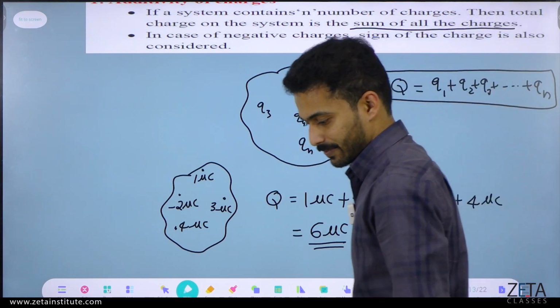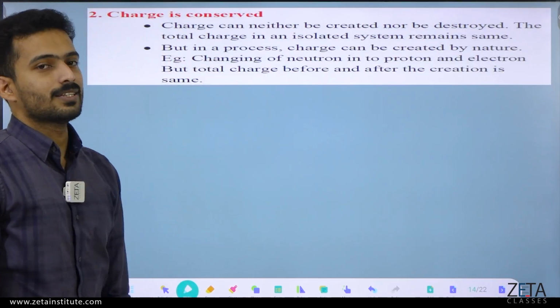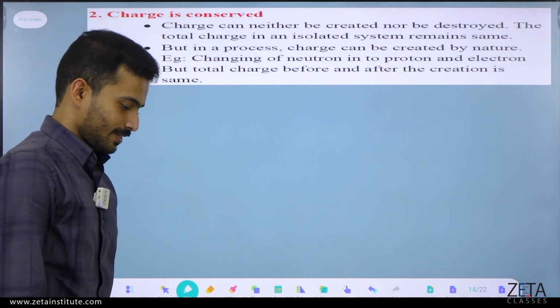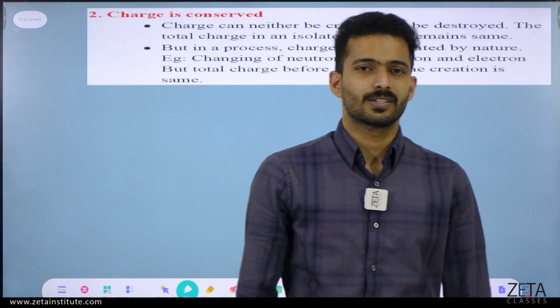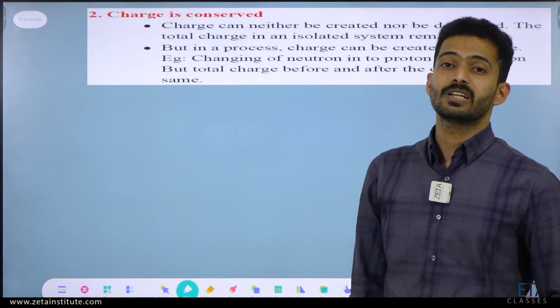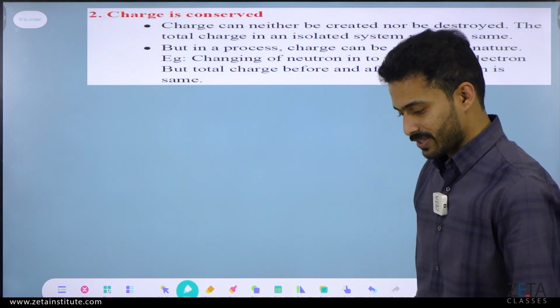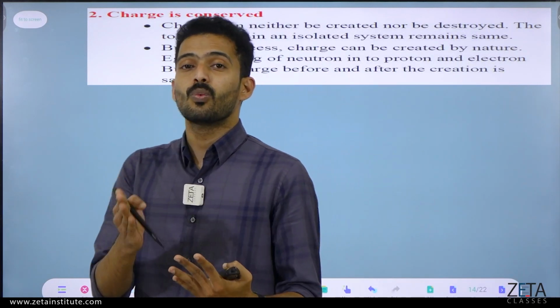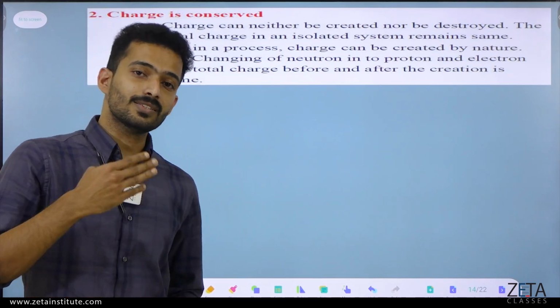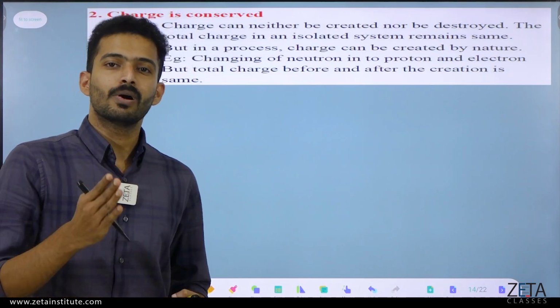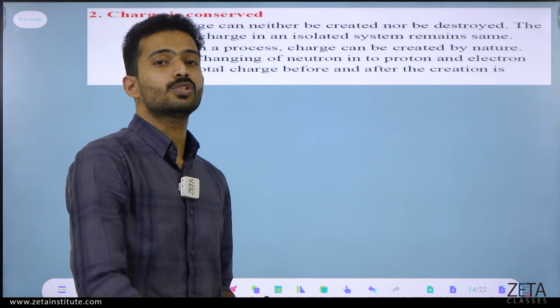So what is next? The next property is that charge is conserved. What do you mean by conservation of charge? Charge can neither be created nor be destroyed. That is conservation of charge. But it can transfer from one body to another.